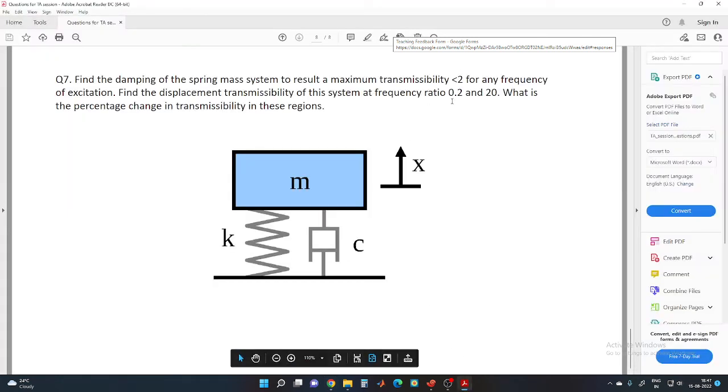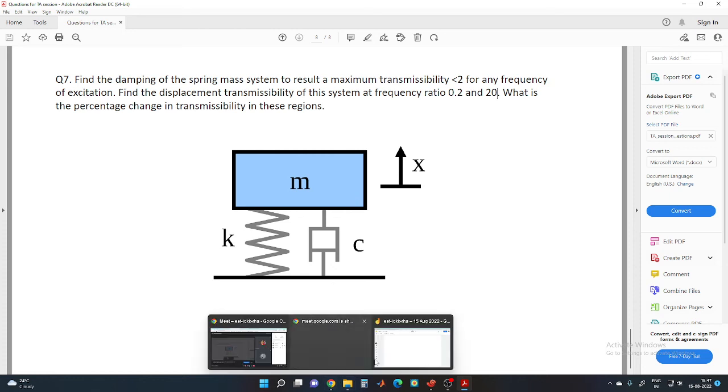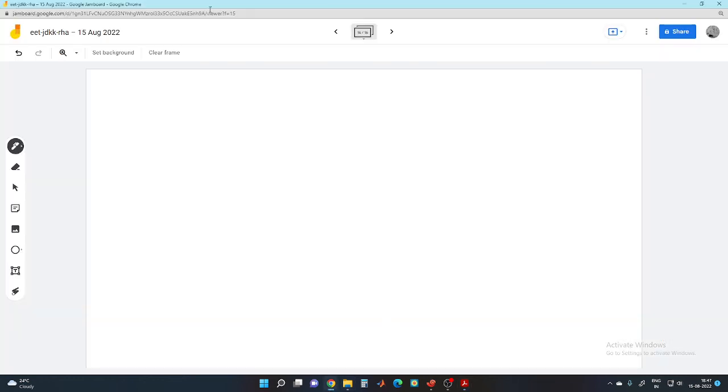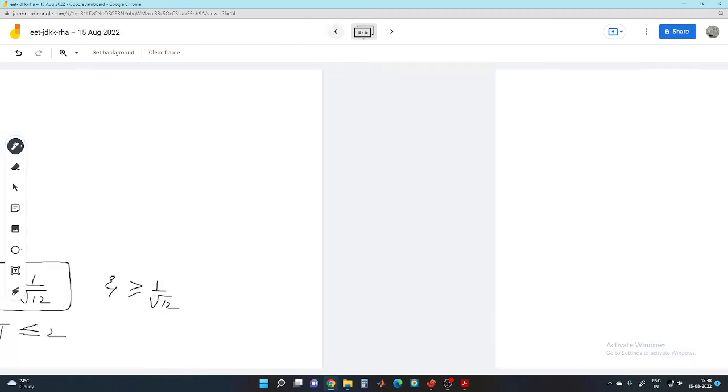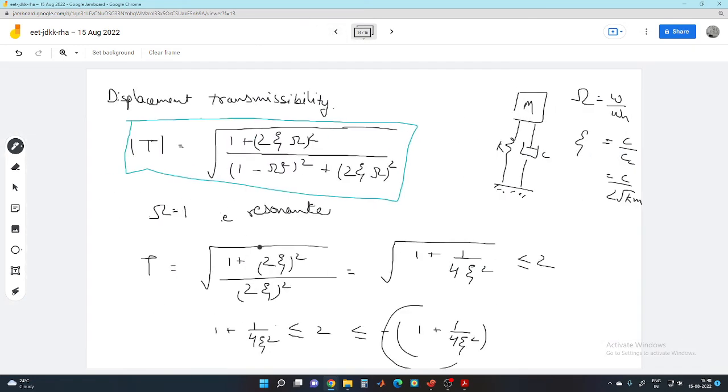This says that if the frequency ratio is near 0.2 and 20, what is the percentage change in these regions? And what is the transmissibility in these regions? So first of all, if xi was equal to 0, this would have been infinite.